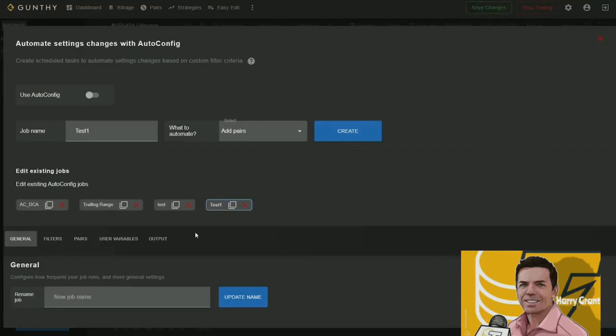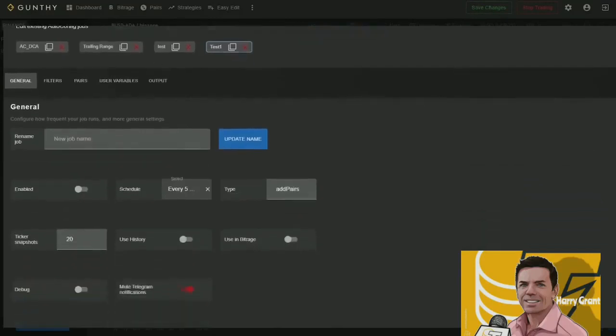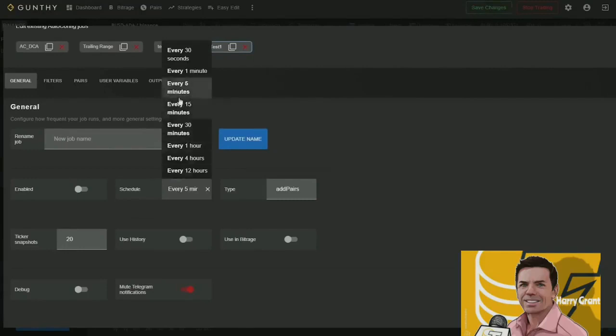So what you used to have to do in the past is manually filter those pairs again, then add them and start the bot again. But now with auto config, you can do this all automated. You can schedule certain events with specific filters in order to modify your pairs or your strategies. So let's say I decide to do that every 5 minutes or every 4 hours or every 12 hours, I will add pairs that have a specific value.